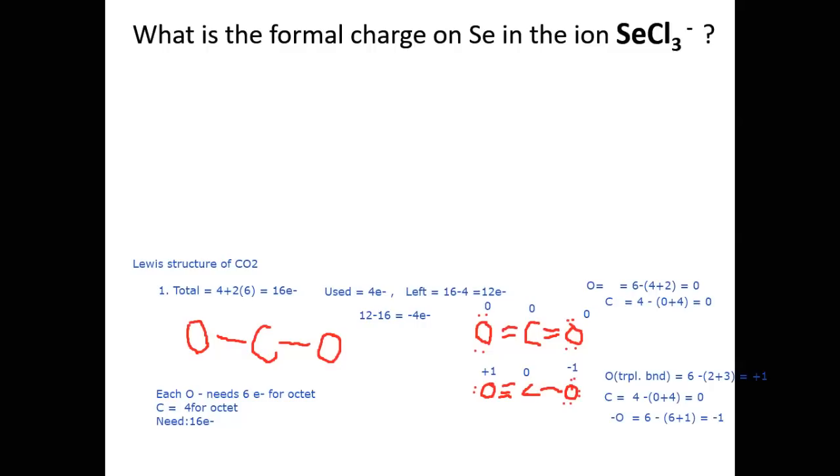So the preferred structure is the first one because it has formal charges of all 0. So this is the preferred structure based on formal charge rules. So while both of them obey the octet rule, this is the preferred one because it obeys the formal charge rules.